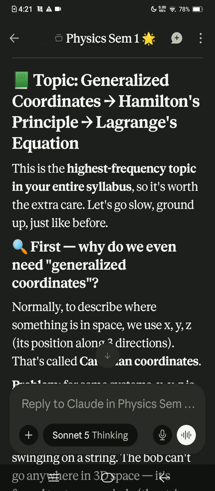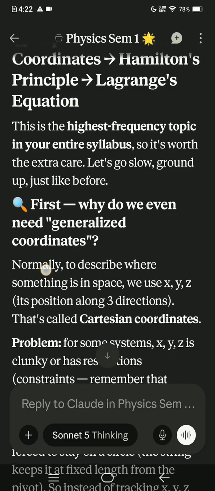Today's topic: generalized coordinates, Hamilton's principle, and Lagrange's equation from Some Physics. This is the highest frequency topic from your entire syllabus, so it's worth the extra care. Let's go slow, ground up, just like before.